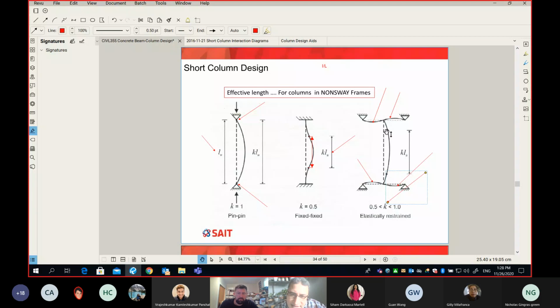0.7. Safest number, safest. One. If you don't want to bother estimating the exact value of K, then let's assume that the end of the column can rotate freely, and that's why K is equal to 1. By the way, in most cases K will be anywhere between 1 and less than 1. There is only one case where K will be more than 1, which is a cantilever.